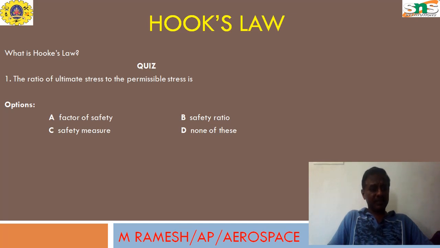First quiz: the ratio of ultimate stress to the permissible stress is what? The options given are factor of safety, safety ratio, safety measure, none of these. And the answer is factor of safety. Factor of safety is the ratio between the ultimate stress and the permissible stress.